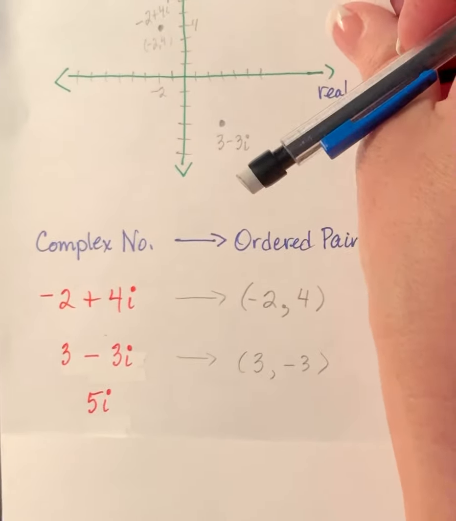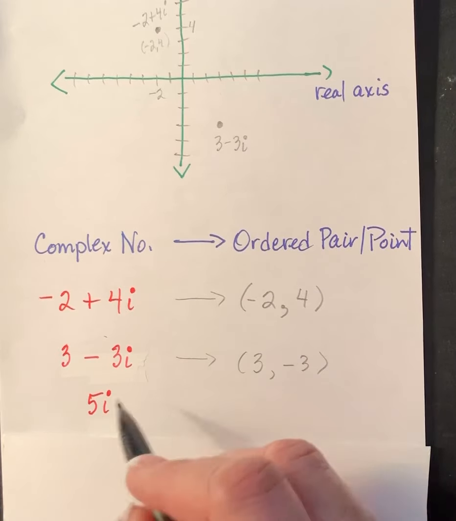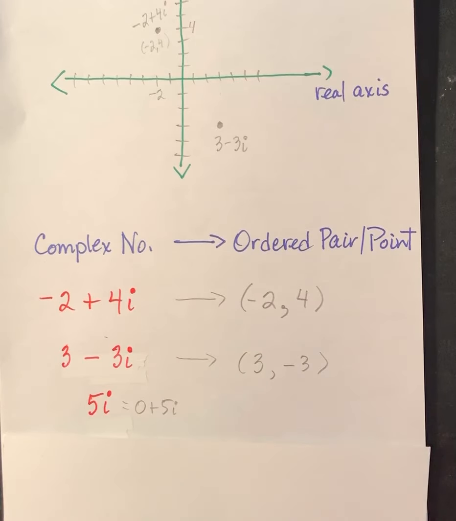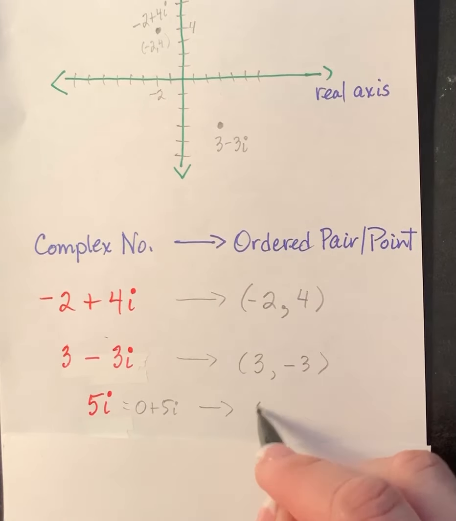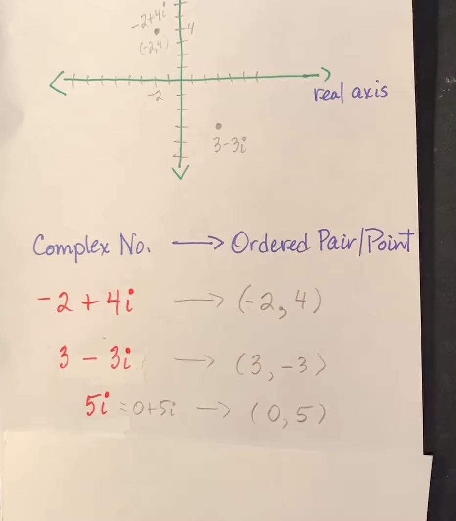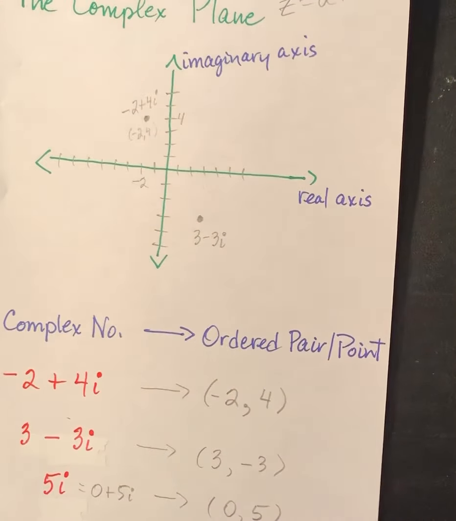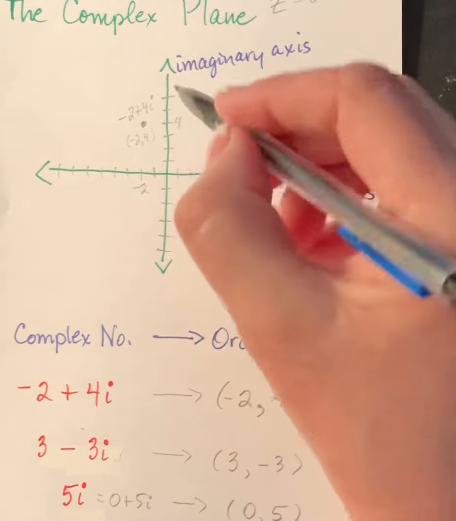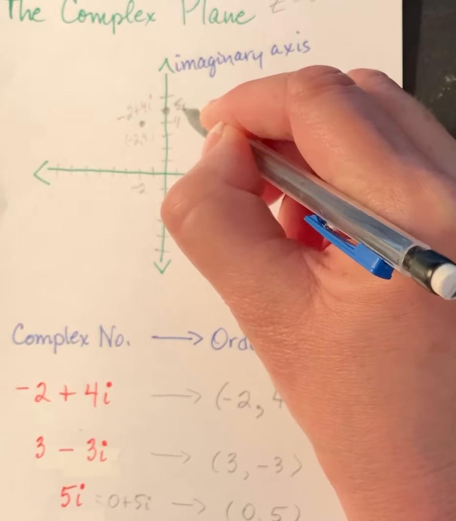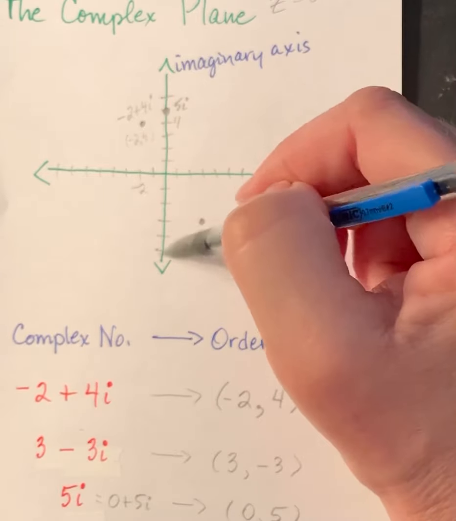Okay, if you have a number that is purely imaginary, like 5i, that can be thought of as 0 plus 5i. So the real part is 0 when it's purely imaginary, and then the ordered pair will be (0, 5). So when you graph a purely imaginary number, its point is going to be on the imaginary axis itself, right here. So that point will represent 5i. So all the things that are purely imaginary will be on the imaginary axis.